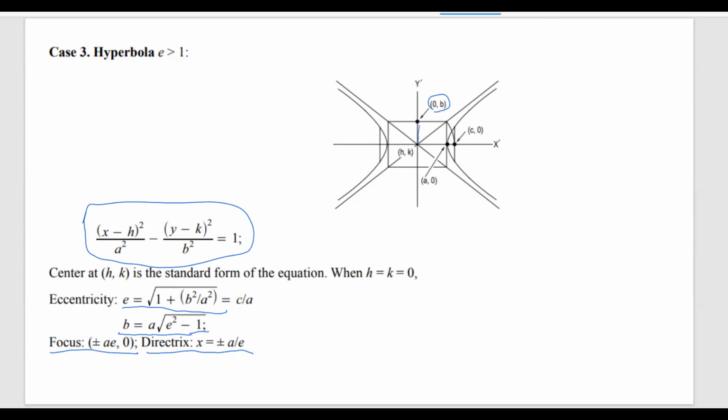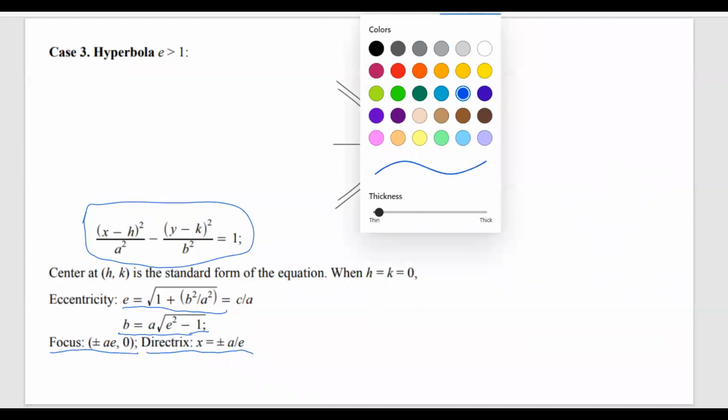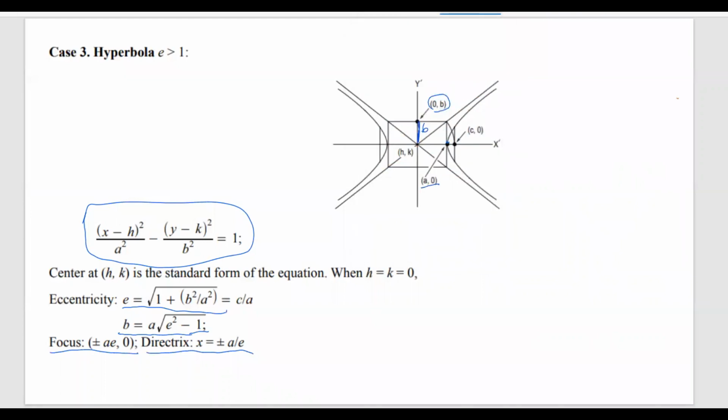Also, just to point a few things out, this point has the coordinates (0, b). That means that this distance is b. And this point has the coordinates (a, 0). That means that this distance is a. And then this point has the coordinates (c, 0). That means that this distance in green is going to be c, or I call it the focus point, F.